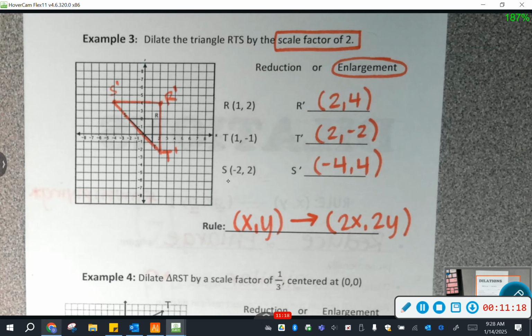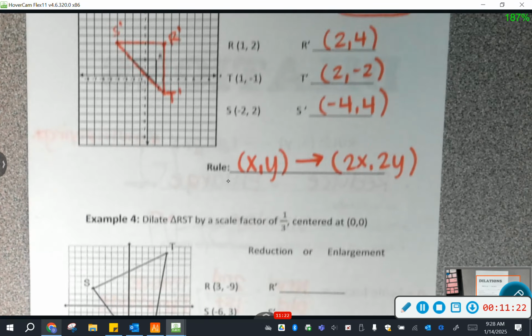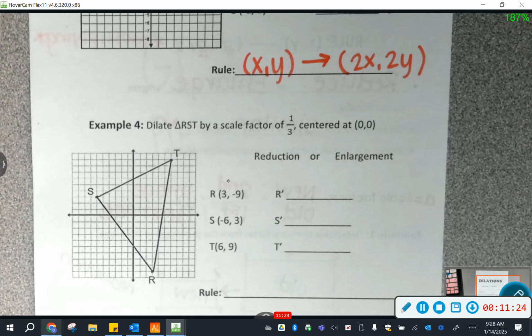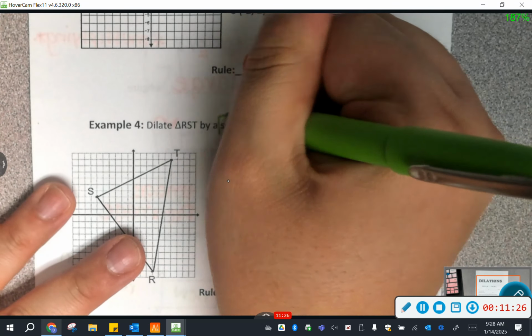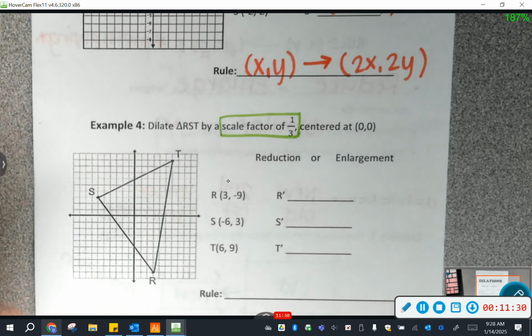All right, Micah, what does example 4 want me to do? Y'all, this is the exact, well, not the exact same thing, but this is very similar. What's the only difference?